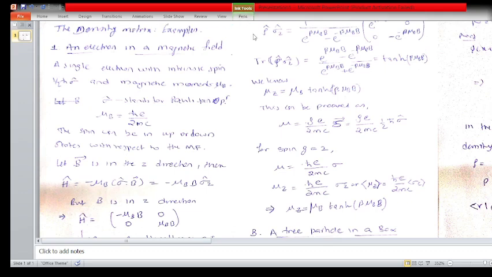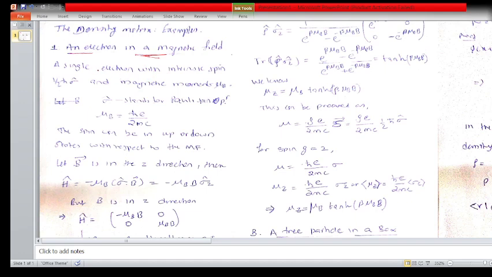We already did this in classical statistical mechanics, and we found that the magnetic moment is proportional to tanh(beta mu B). Whether we will get the same expression from here or not, that we will check. So an electron in a magnetic field is the first example where we use the density matrix that we have formulated for quantum statistical mechanics.